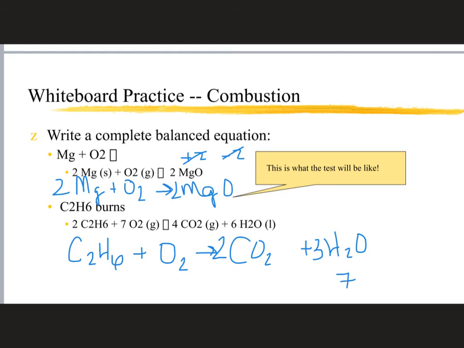So if I cut that in half for the O2 on the left side, I would get 3.5. But you can't have 3.5 oxygen molecules. So what we're going to do is double all of the coefficients. So the coefficient for the C2H6 was just 1, so 1 times 2 is 2. The 3.5 times 2 is 7. 2 times 2 is 4. And 3 times 2 is 6. So my final answer is 2 C2H6 plus 7 O2 yields 4 CO2 plus 6 H2O.